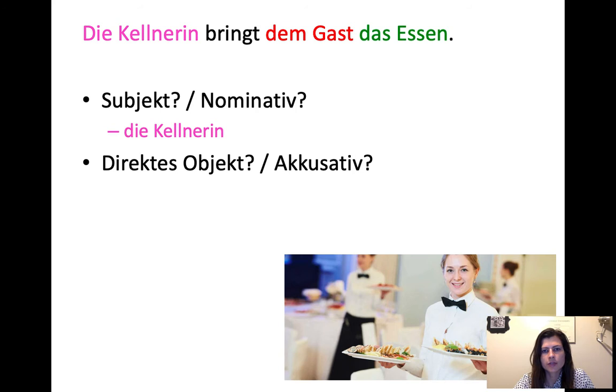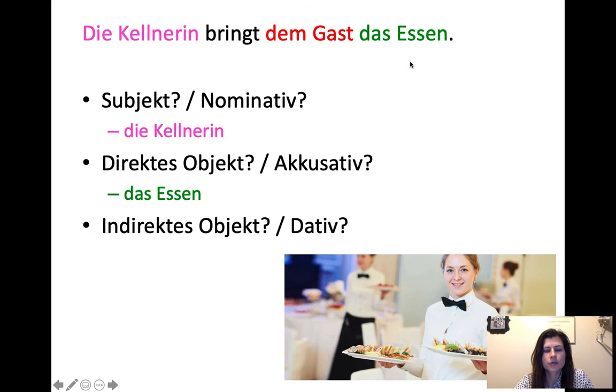What's the direct object? What is in the accusative? That's das Essen. She brings the food, right? But to whom does she bring the food, or for whom does she do this action? That is dem Gast, to the guest. She brings to the guest the food. She brings the food to the guest.